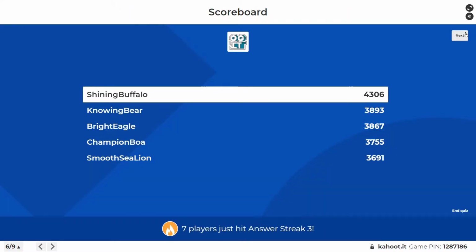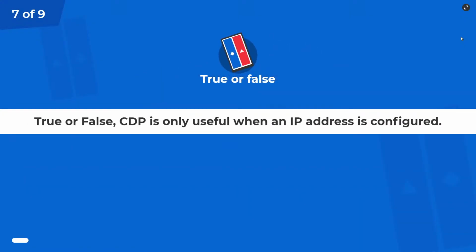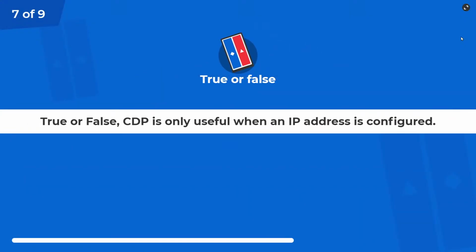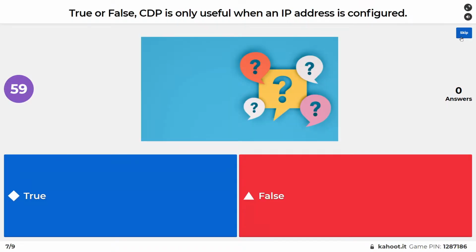All right, here we go. Shining Buffalo is still in first place. Congratulations. I think we have just 3 more. Here's question 7. True or false? 50-50 chance. CDP is only useful when there's an IP address configured. Is that true or is that false?